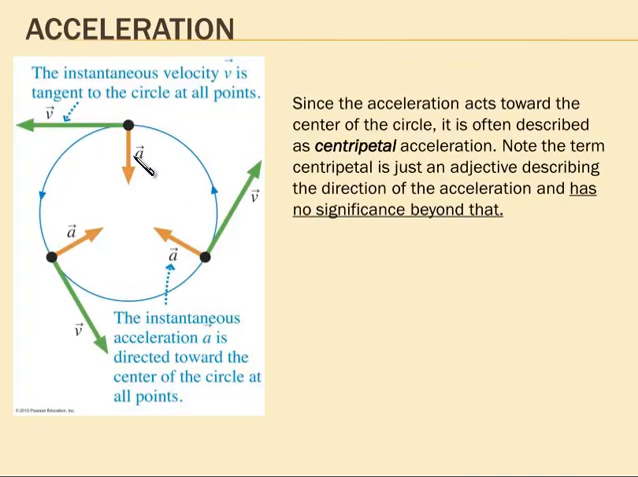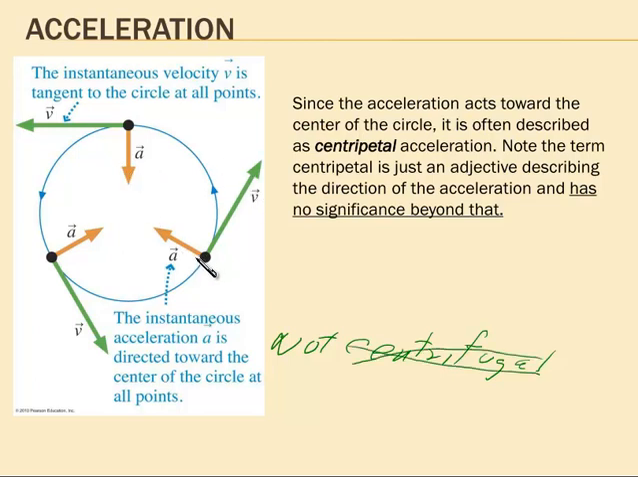So that's what we have here in this diagram. The acceleration at all times is at 90 degrees to the velocity and pointing towards the center of the circle. So because it points towards the center of the circle, we say that this acceleration is centripetal, not centrifugal. Not centrifugal. Do not call this acceleration centrifugal acceleration.